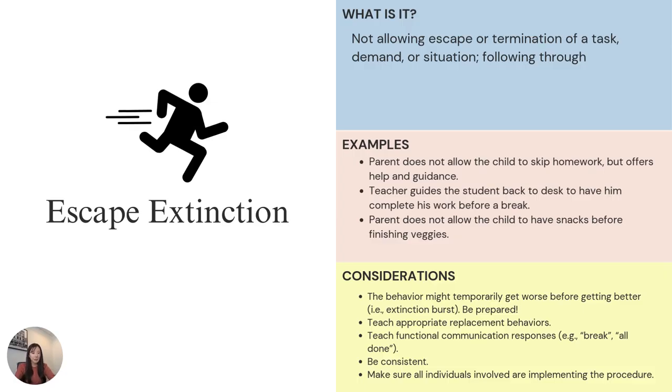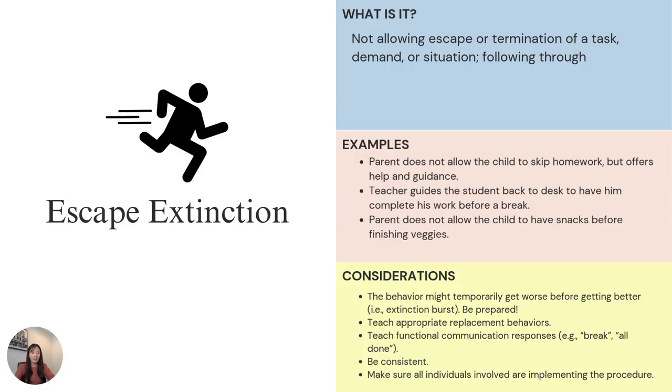Escape extinction procedure, the title gives it away, but this is a strategy that we want to implement if the behavior is maintained by escape. So, what is it? Not allowing escape or termination of a task, demand, or a situation, or following through. So, some examples of this procedure: parent doesn't allow the child to skip homework but offers help and guidance through the completion. Teacher guides the student back to desk to have him complete his work before a break. Parent does not allow the child to have snacks before finishing veggies.